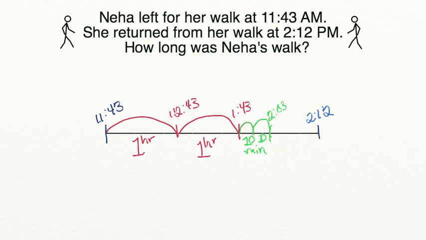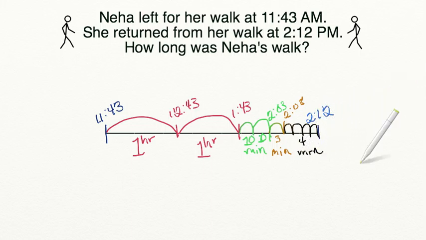Now I'm ready to move in 5-minute intervals. From 2:03 to 2:08 is 5 minutes. If we were to move another 5-minute interval, we would be past our end time. So now we're ready to move into 1-minute intervals. We have 2:08, 2:09, 2:10, 2:11, 2:12. So that is 4 1-minute intervals.